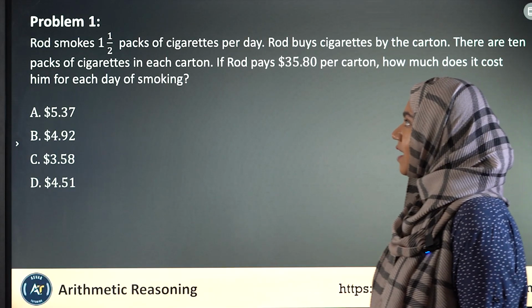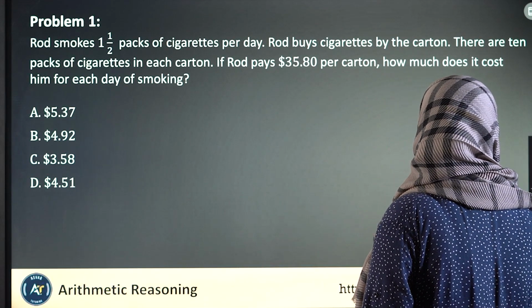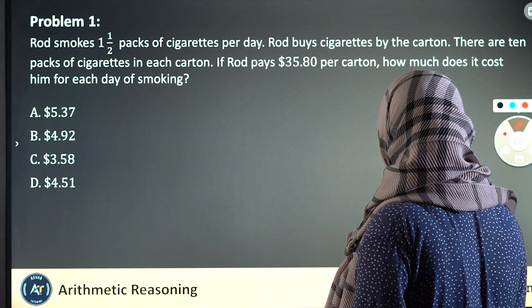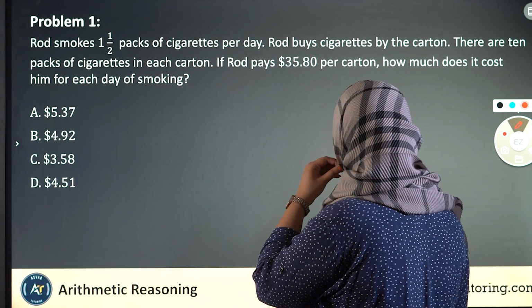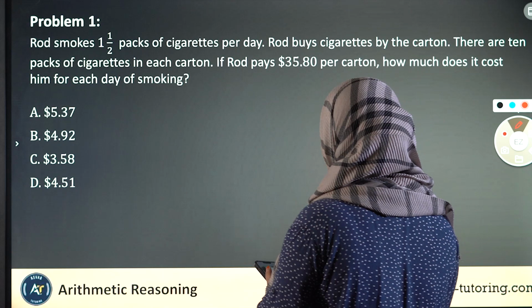Rod smokes 1.5 packs of cigarettes per day. Rod buys cigarettes by the carton. There are 10 packs of cigarettes in each carton. If Rod pays $35.80 per carton, how much does it cost him for each day of smoking?